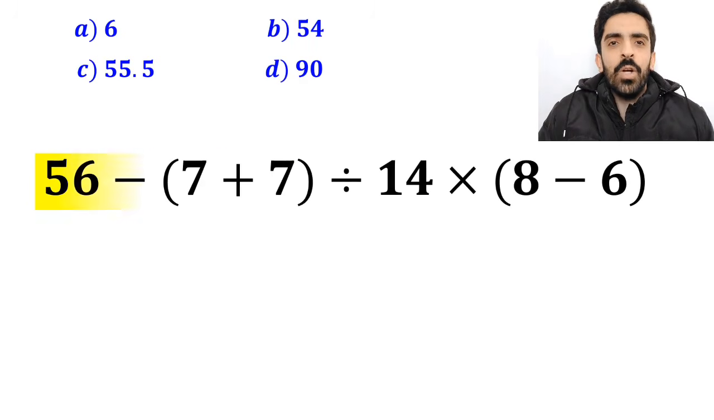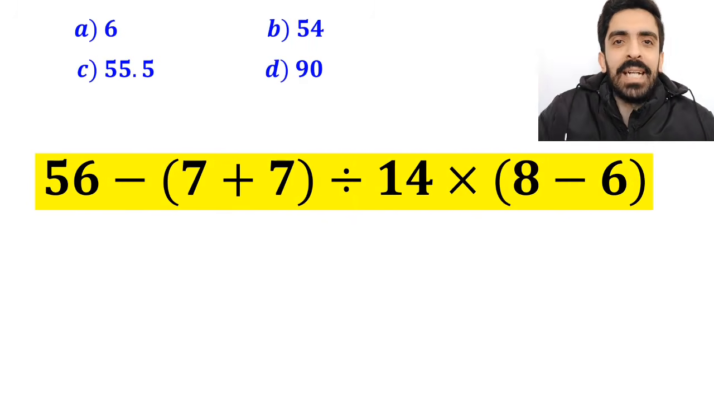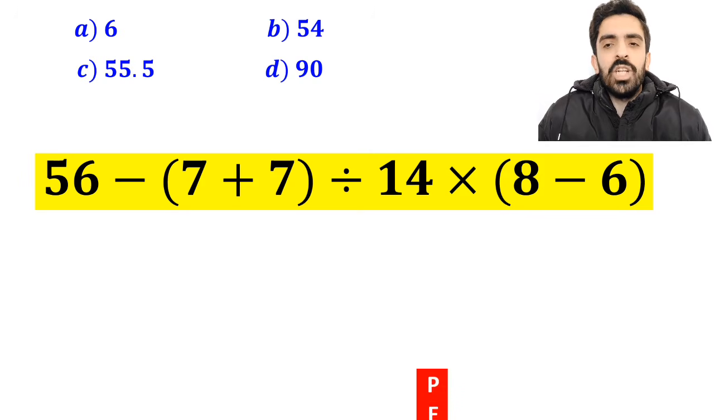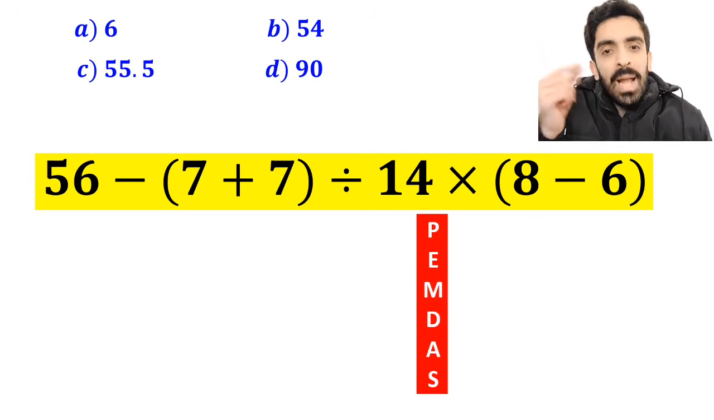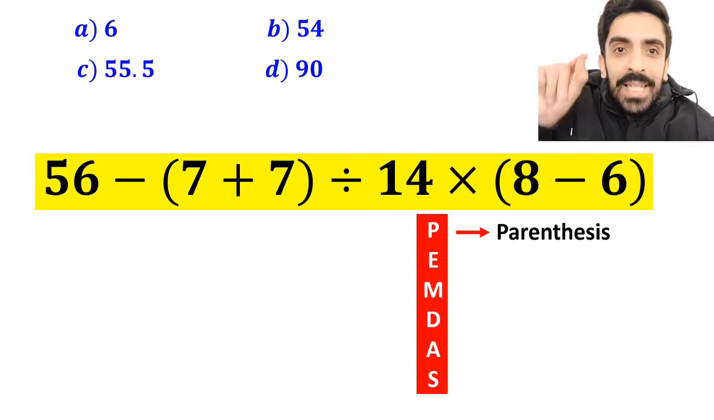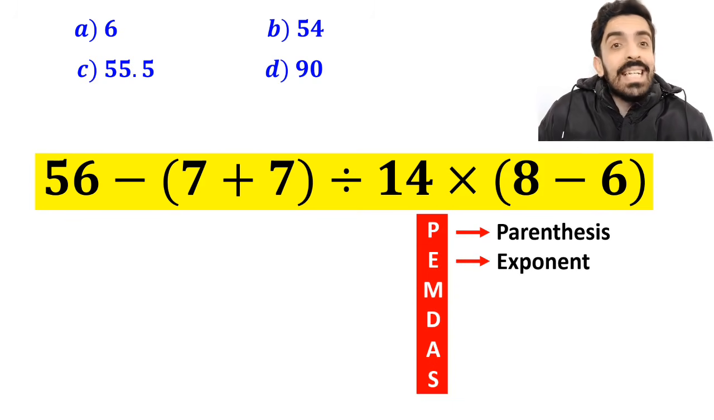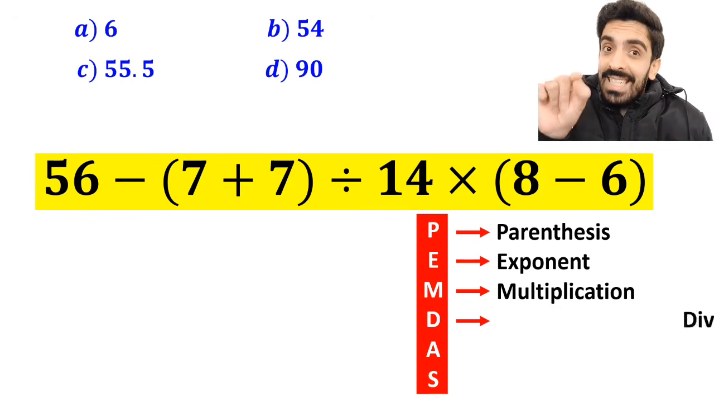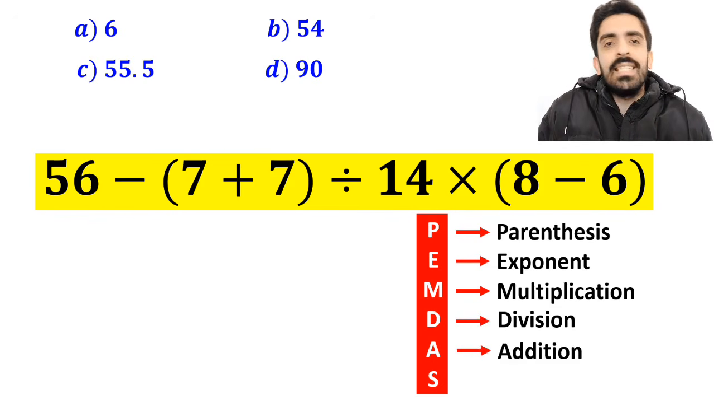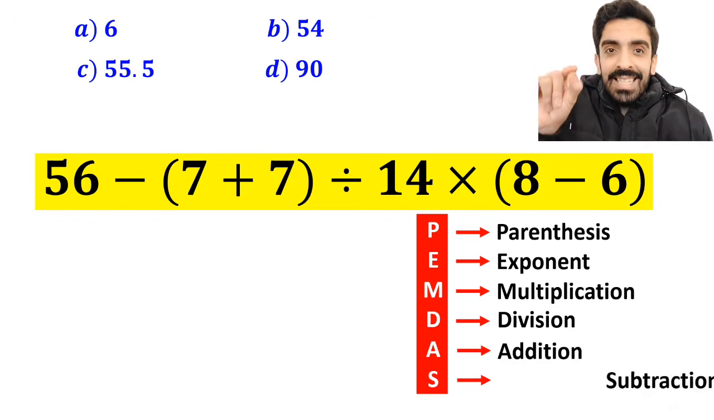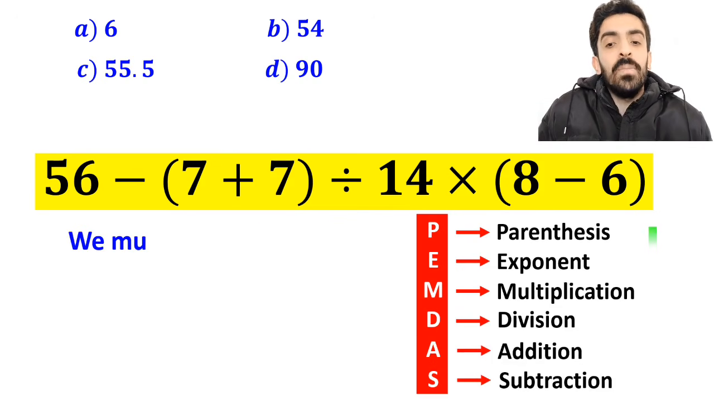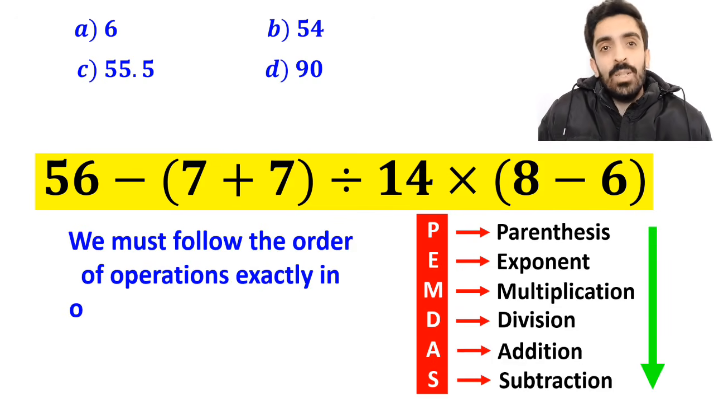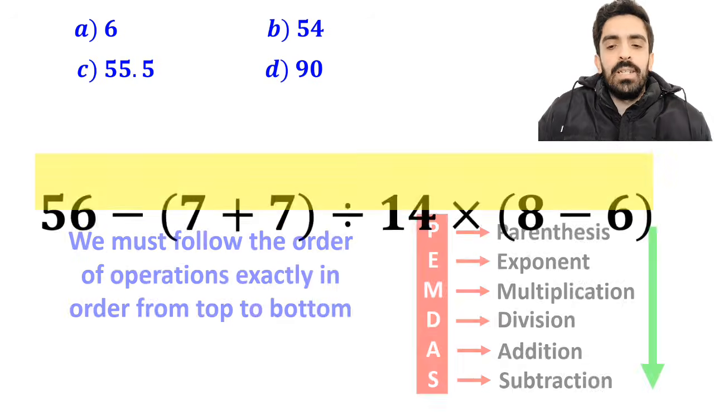Alright, now let me show you how to solve this expression properly. To solve this question, we must follow a rule that is called PEMDAS. In this rule, P stands for parenthesis, E stands for exponent, M stands for multiplication, D stands for division, A stands for addition, and S stands for subtraction. We must follow the order of operations exactly in order from top to bottom.